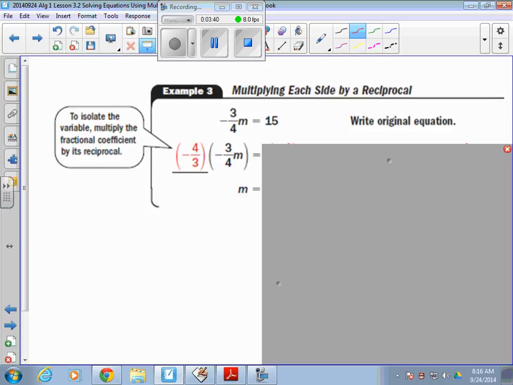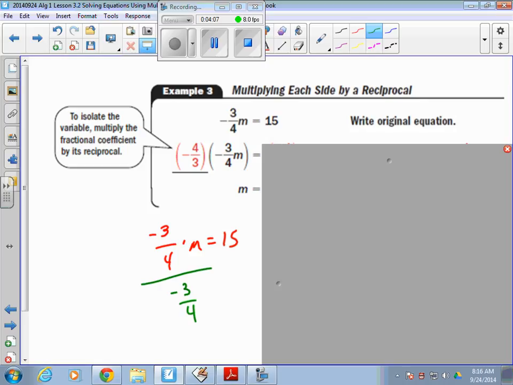Example number 3 is multiplying each side by a reciprocal. Now it says negative 3 over 4 times m equals 15. So multiplication tells you that you have to undo it by dividing. So you would undo this by dividing by negative 3 over 4, and that'll cancel it out. However, just to save you a step, you know when you divide by fractions, just like in the bell work, you multiply by the reciprocal.